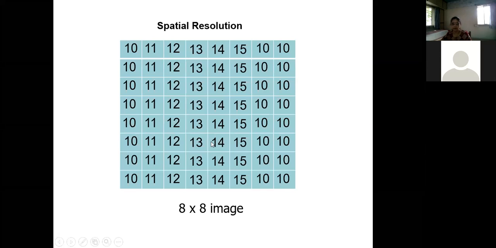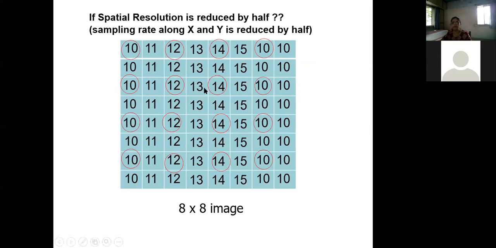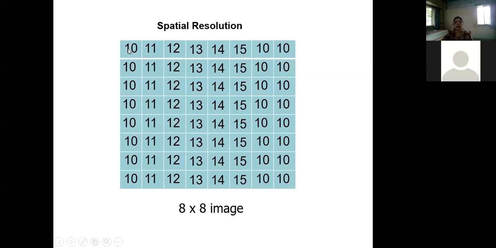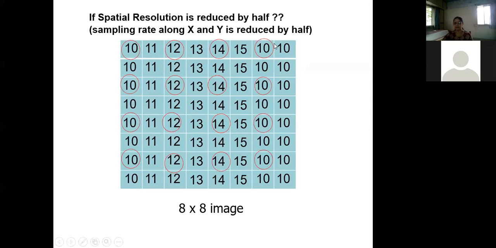Now, if we reduce the resolution by half for the same image, here some numbers are written. What will happen? Instead of 8 by 8 samples, we will have simply 4 by 4 samples, because when we reduce resolution, we are considering alternate samples, since we are reducing the number of samples over a given distance.